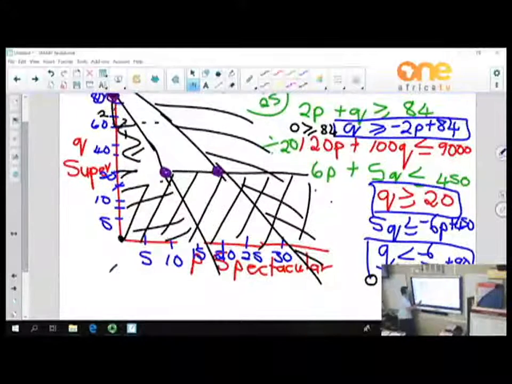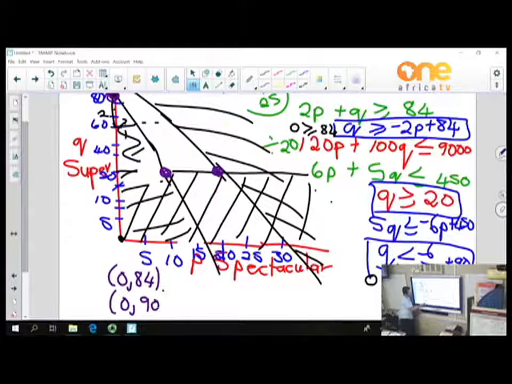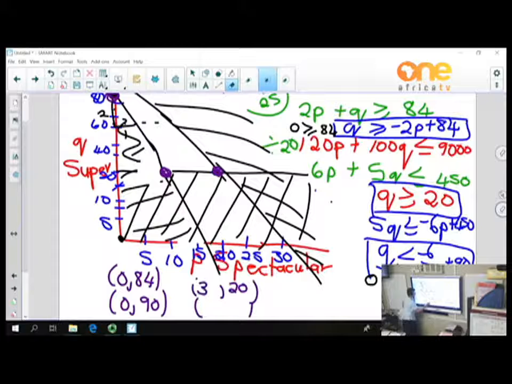So the first one will be (0, 84). Another one will be (0, 90). And what are these 2 here? Yeah, something like that. (30, 20), and the other one will also be there on 20. A little bit bigger. (58, 20). Remember it must be whole numbers because you can't have half candles. You have to work with whole numbers here.